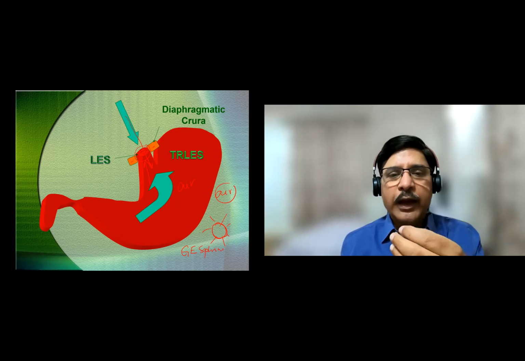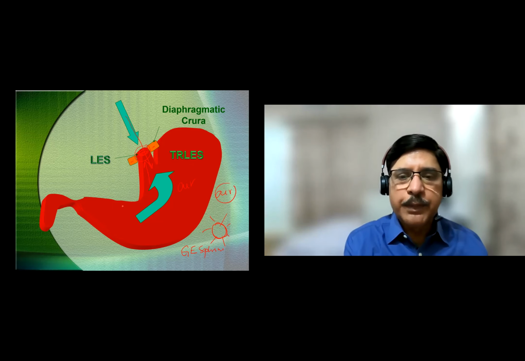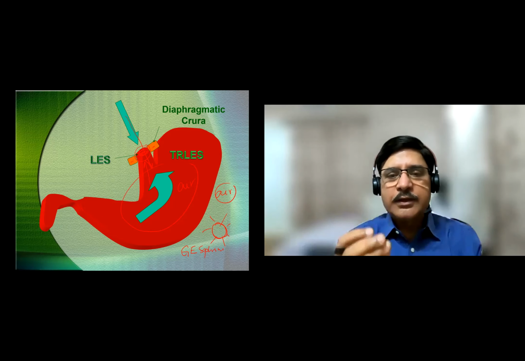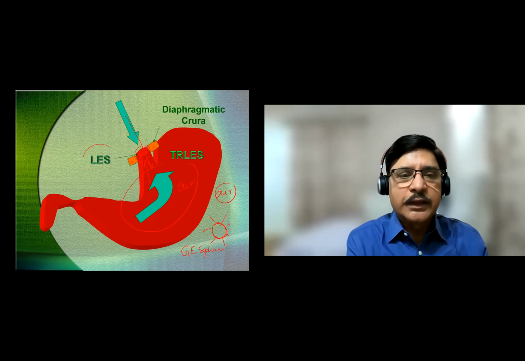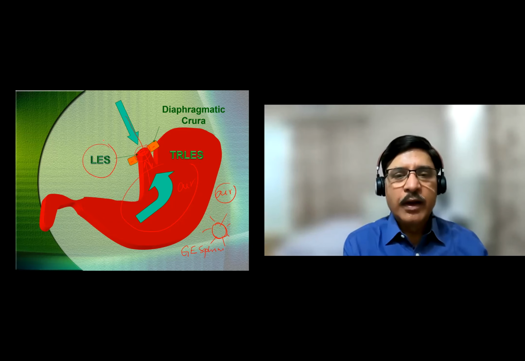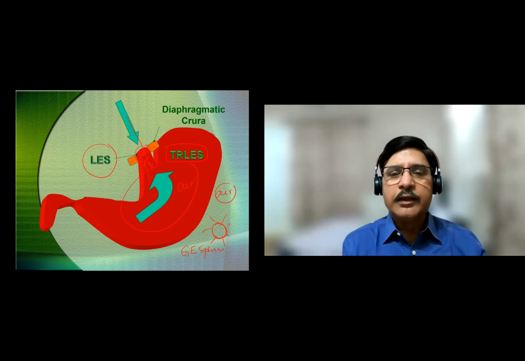Total of around 8 to 10 seconds, the LES relaxes and allows the gas. This is a big mixie. In the mixie, churning is going on. When the churning is going on, the air is generated. For the air to escape, the lower esophageal sphincter is competent to release for a small while. That is called the transient relaxation of the lower esophageal sphincter. Transient relaxation of the lower esophageal sphincter is a physiological mechanism to let out the air in the stomach.